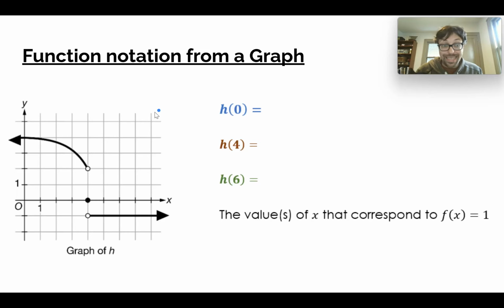If we looked at this example, h of 0 is where the x value is 0. So that's our point up there. It doesn't really have a dot, but it is still part of our function. So that would be our y value of 4.